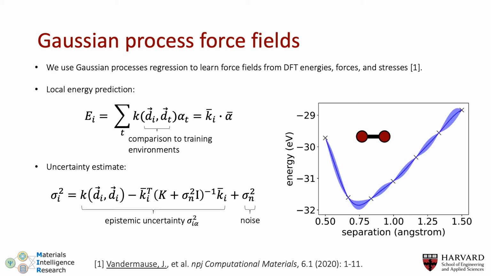Here's a simple one-dimensional Gaussian process. Here we're modeling the energy of a hydrogen dimer. So what is the energy as a function of the separation of the 2 atoms? And the key point to notice is that as you get closer to a training point, the uncertainties decrease, and as you move away from the training manifold, the uncertainties increase.